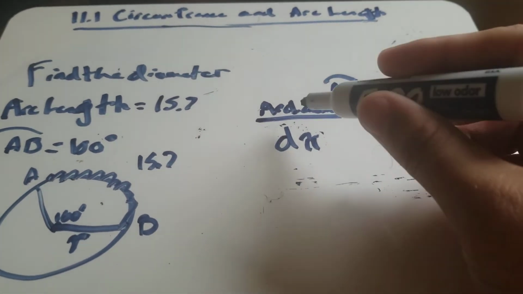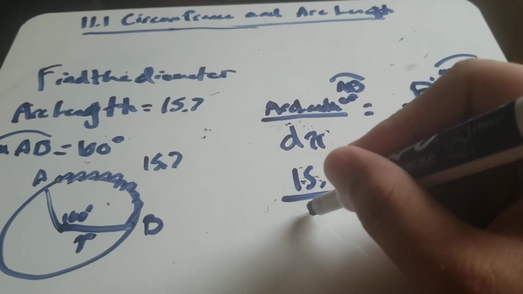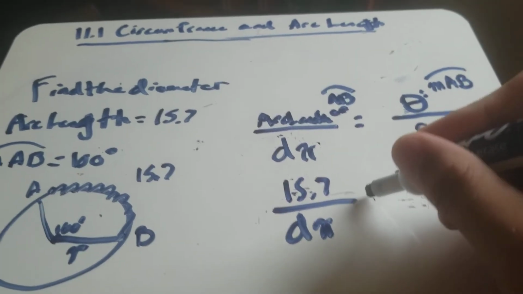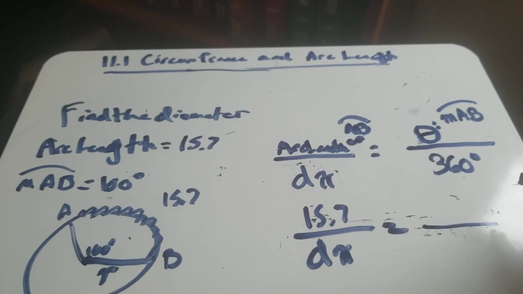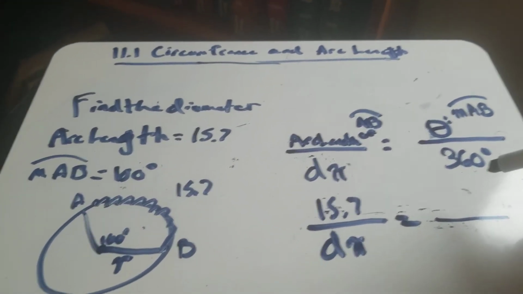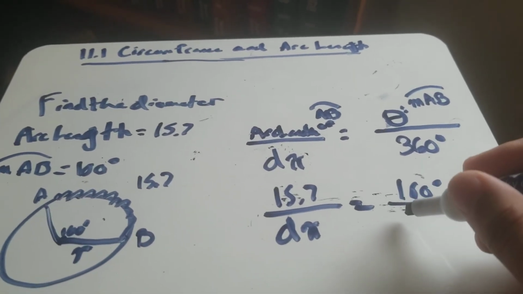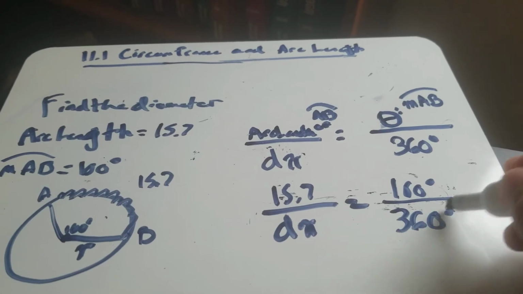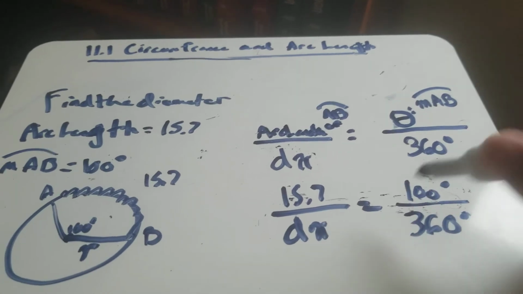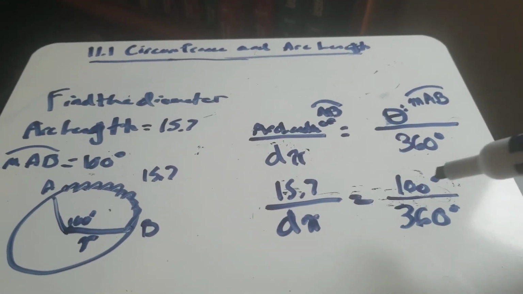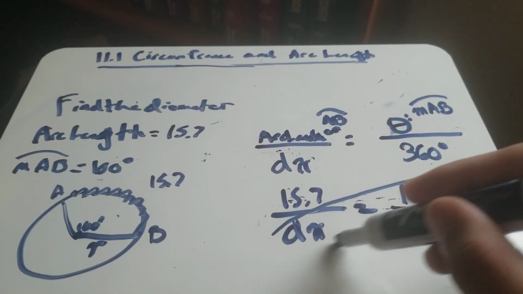So let's plug in what we know. The arc length we know is 15.7 over, we don't know what the diameter pi is yet, equals the measurement of this angle right here, which is MAB, and we already have it, is 100 degrees, over 360. And very nicely, that's always the same, 360. So we have diameter times pi. Because I have two variables, I'm just going to do a cross multiplication, or a butterfly method.